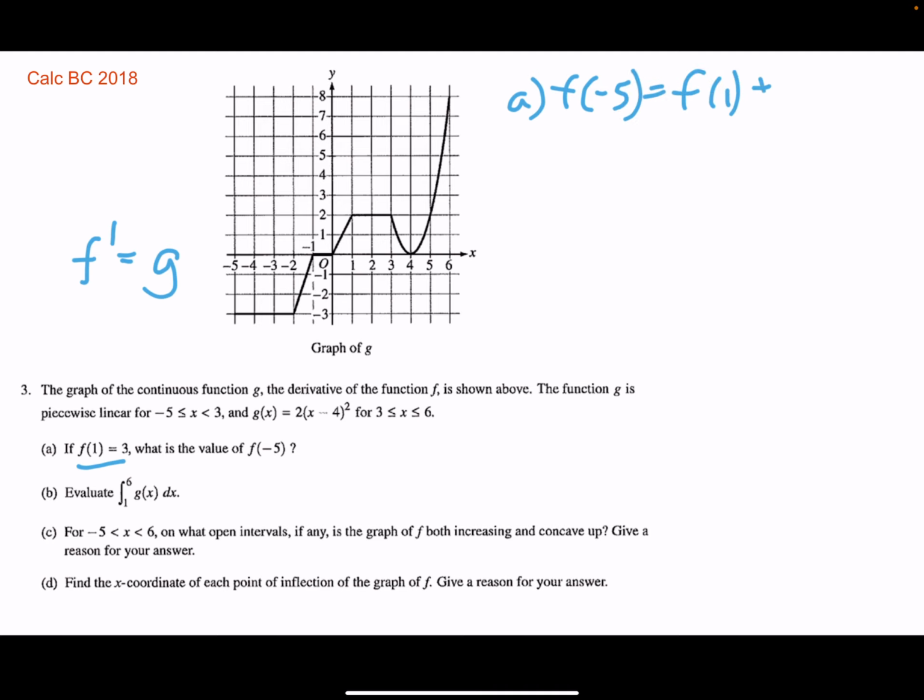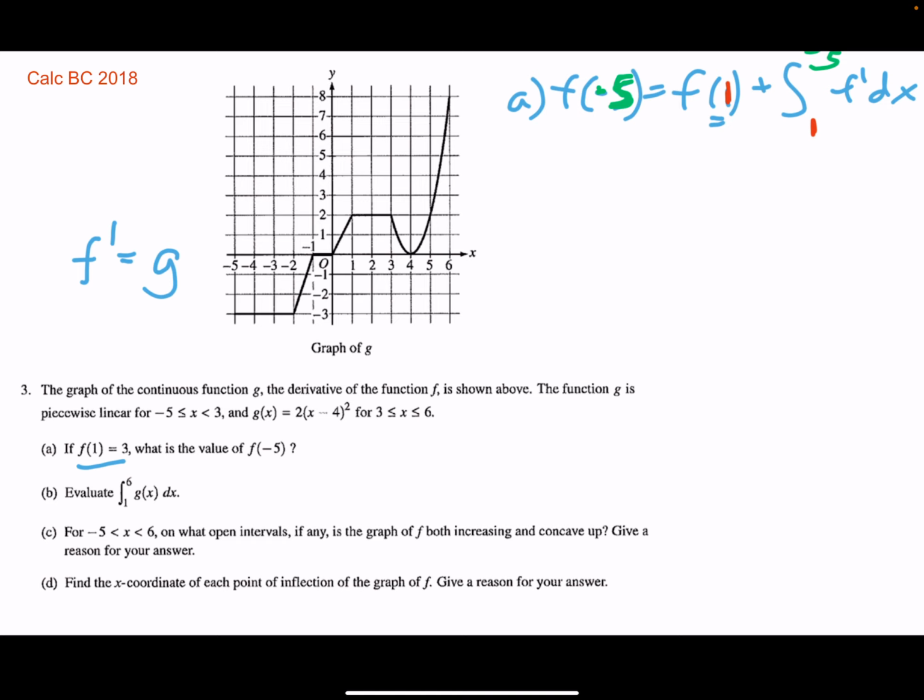Now, the thing I want you to be really careful about is the way that you write this integral. The lower values need to match. So this is a 1, my lower bound is a 1, and this is a negative 5, then my upper bound is a negative 5. And then what I'm going to put inside the integral is f prime dx.